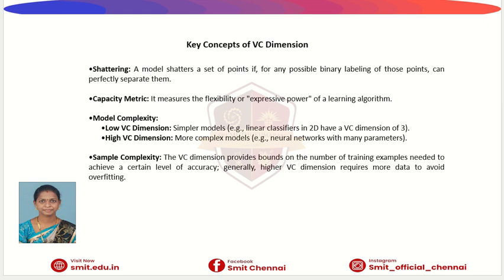Shattering. It plots points, shows all possible labels and demonstrates separations. In capacity metrics, flexibility of the model, low capacity, high capacity. When it comes to model complexity, low VC dimension shows a simple model. High VC dimension shows a complex model like neural networks with many parameters. In sample complexity, a more complex model needs more data. With VC dimension, complex models plus small data equal overfitting.